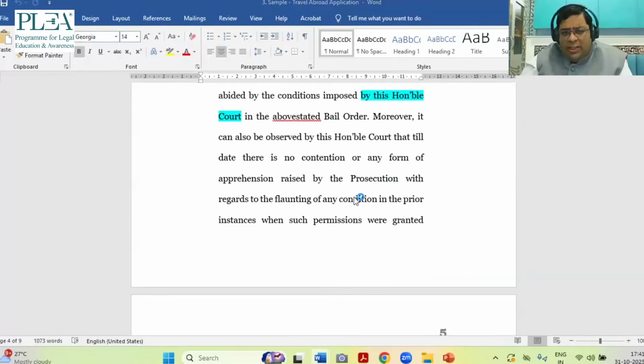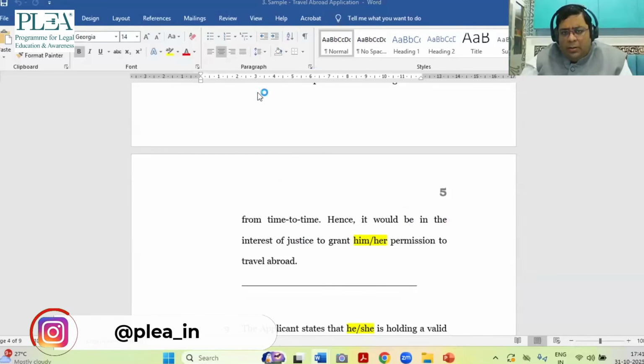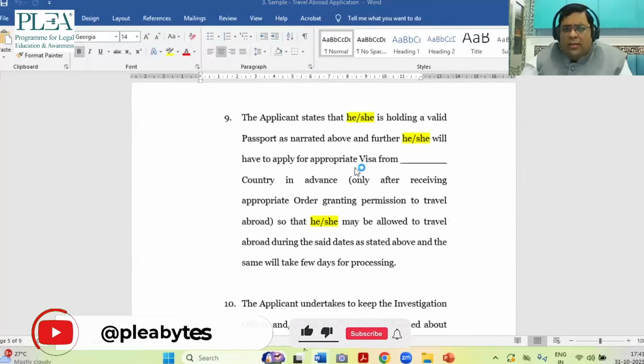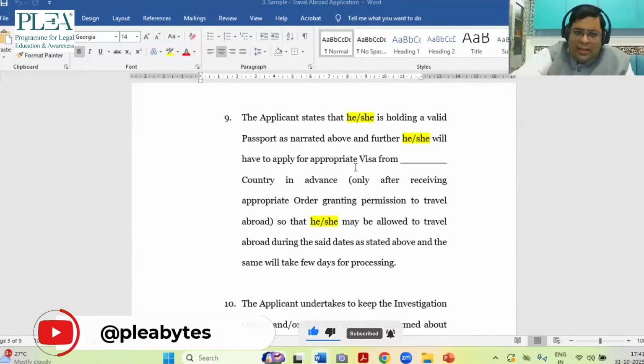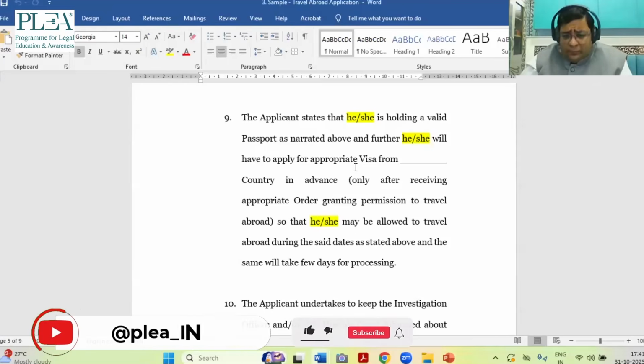There is no apprehension raised by the prosecution that he is flouting any conditions, and there are previous orders also which can be annexed. Now, there are scenarios where you may hold a passport but may not have a visa. So in that case, paragraph 9 can be added that an appropriate visa has to be applied for in advance.